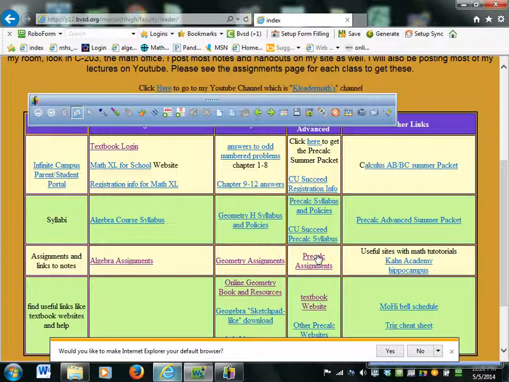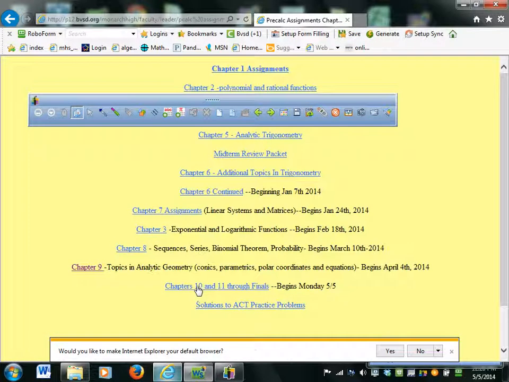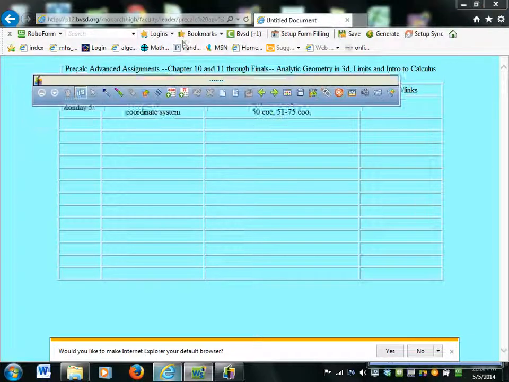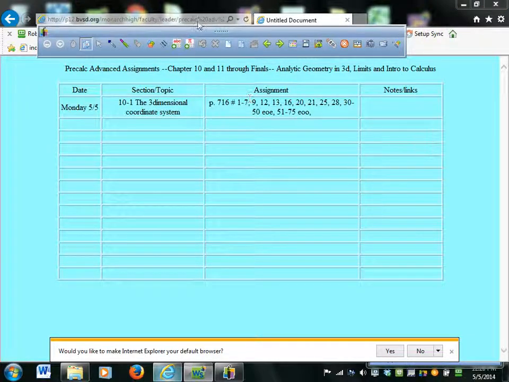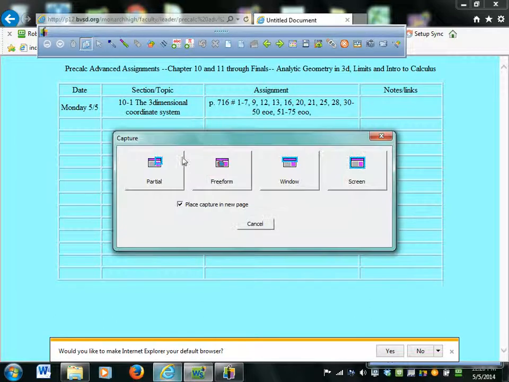And you guys, assignments, hopefully it'll show up. Chapter 10, there it is. Page 716. Want to make it bigger?